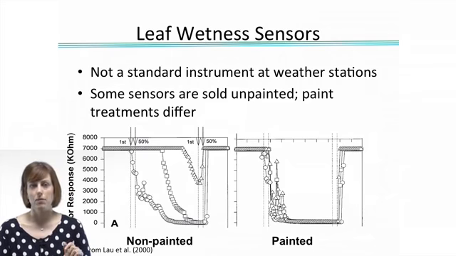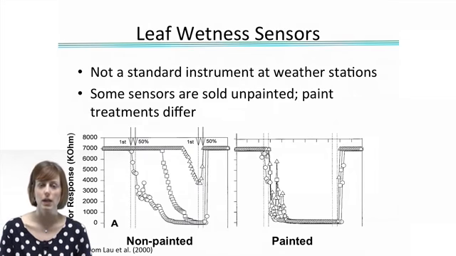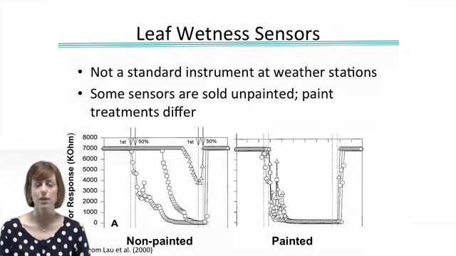The other issue is the treatment once the painting has happened. Once a sensor has been painted, it actually goes through a high heat drying process in order to remove the hydrophilic components of the paint, because what we want it to do is actually to absorb the water from the droplets and disperse it.